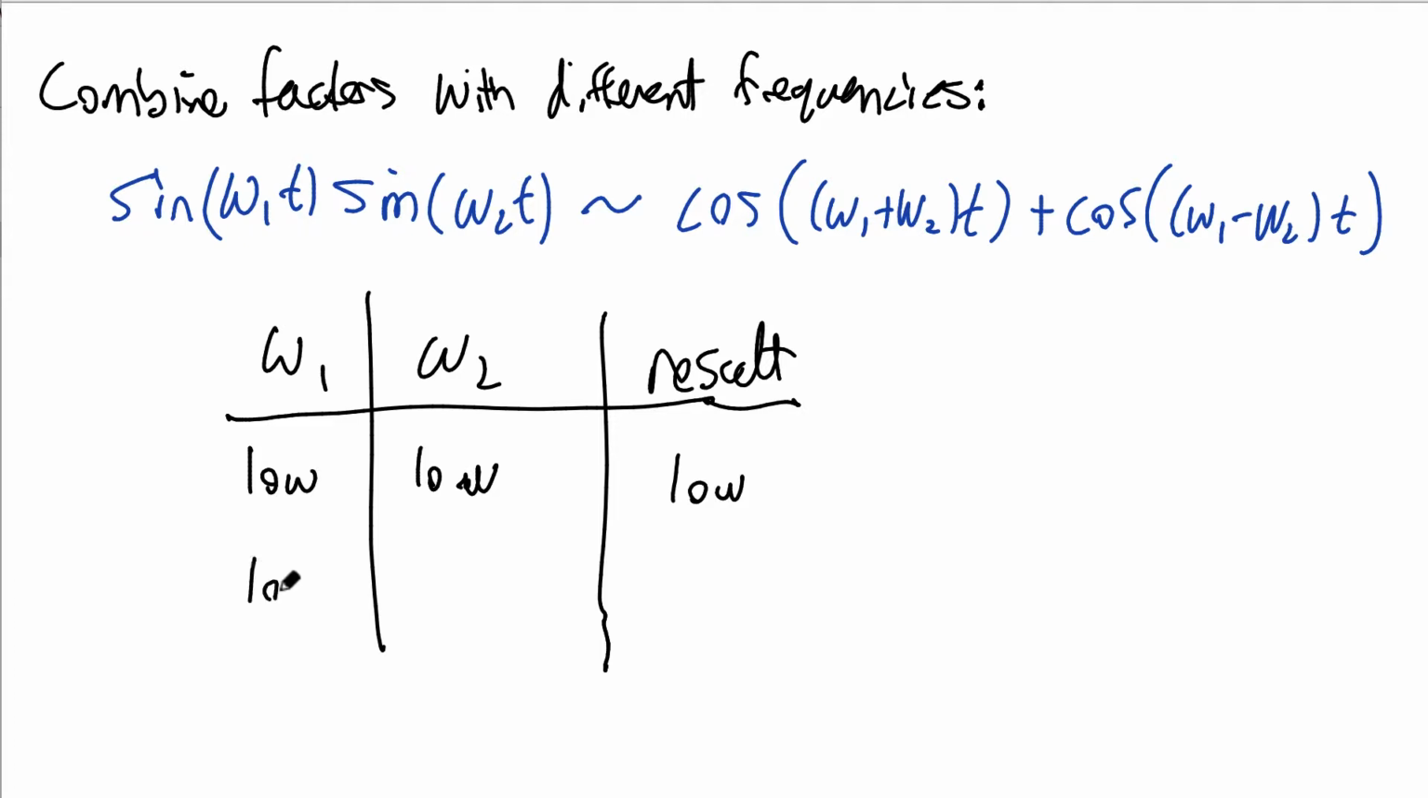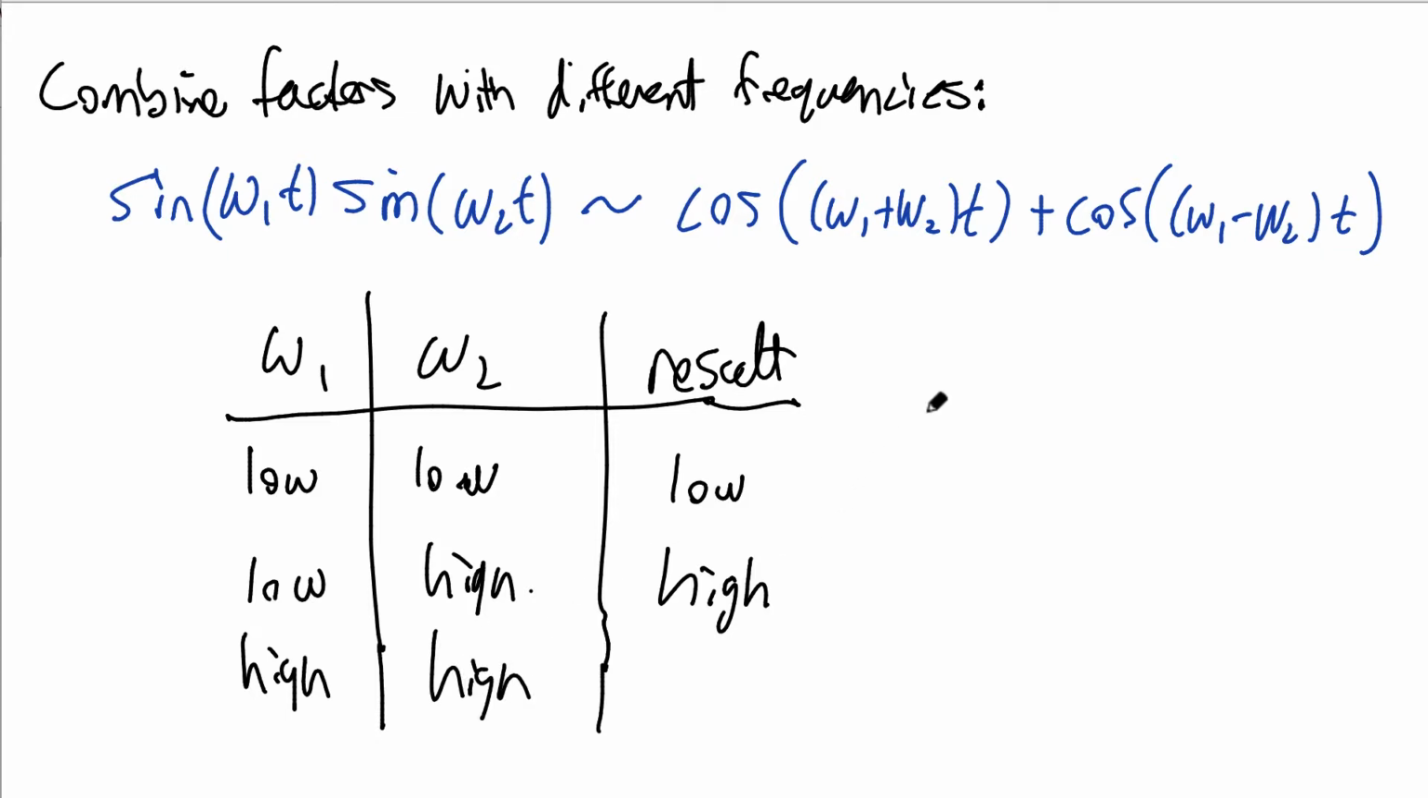Now what if one of these, say omega 1, is low frequency and omega 2 is high frequency? Then this combination is high frequency because omega 2 is large. Omega 2 is large here, so this is also high frequency. So this just gives us high frequency results. And now let's assume that both omega 1 and omega 2 are high frequency. So both are large numbers. That means omega 1 plus omega 2 will be a large number and give us a high frequency term, but omega 1 minus omega 2 can be a small number, so this can be a low frequency term. So the result here is both high and low frequencies.